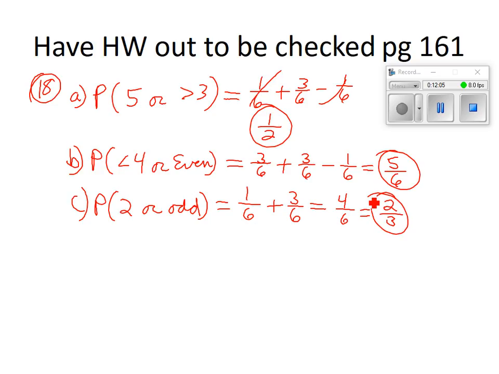So when they're not mutually exclusive, we got to subtract that where they overlap each other off. When they are mutually exclusive, we don't have to do the subtraction.